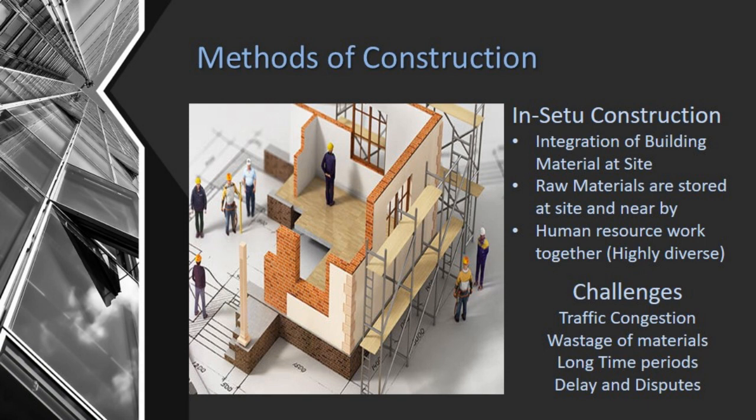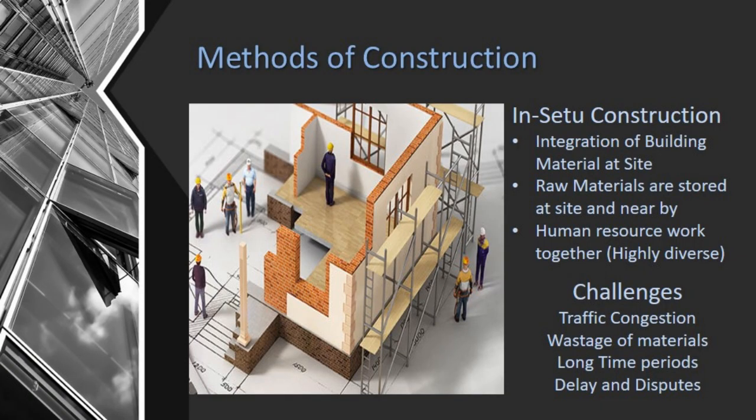Firstly, I think we should discuss the methods of construction. Previously, or traditionally, we have been constructing our houses, bridges, buildings, every segment, with an approach known as in situ construction. What does it mean? In situ construction is an approach in which all the raw materials are gathered on the site and then integrated with the help of human resources, tools, and techniques in such a way that they form our building. This is the approach we have followed for a long time. Here, raw materials are stored near the site.